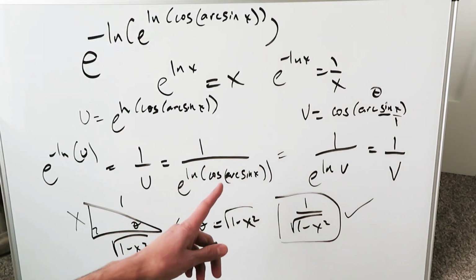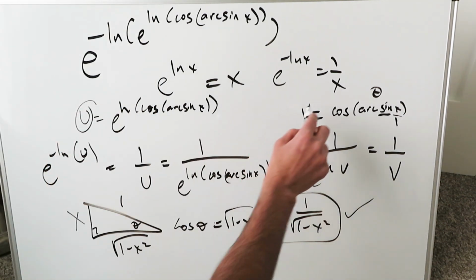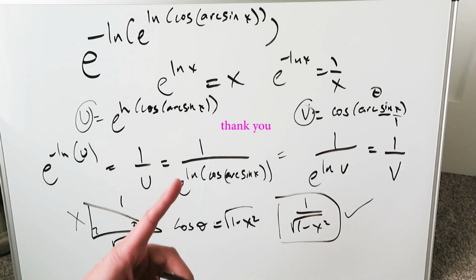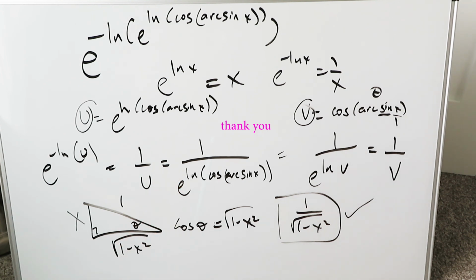But you can see I did everything here by means of substitutions, u and v. You don't have to do it this way. I'm just showing you that by doing it this way, it'll be more guaranteed in the sense that you won't make a silly mistake. And that's it for this video.